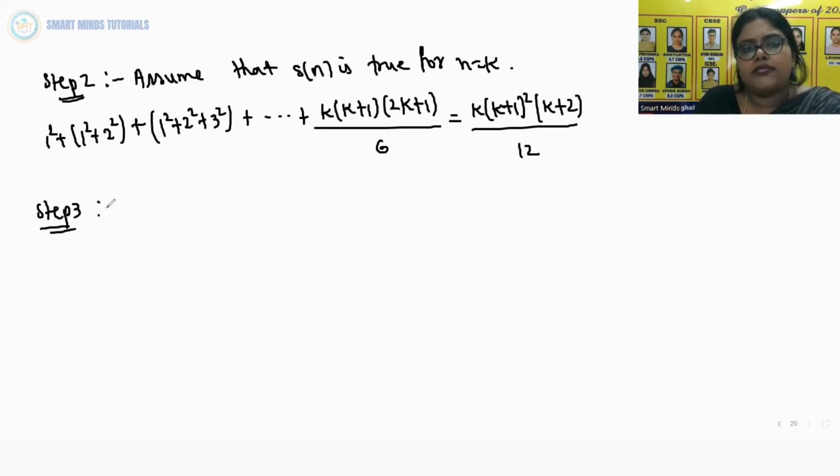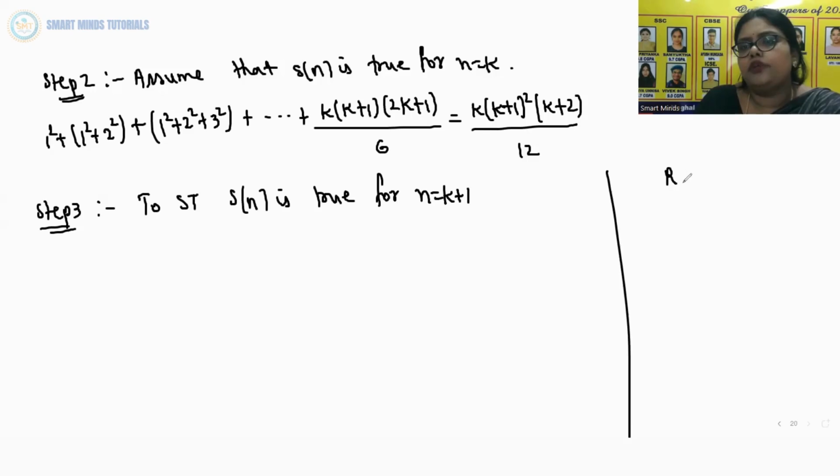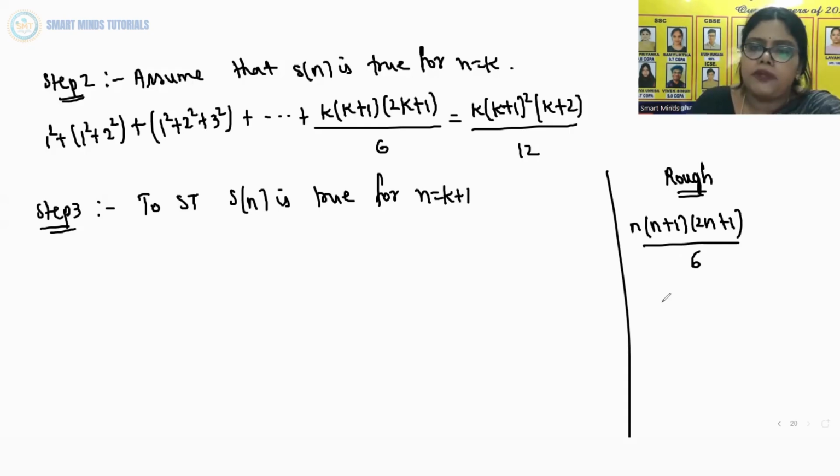Next we need to take step 3 to show that S of n is true for n is equal to k plus 1. So here we need to add the k plus 1th term. So let's see how to do that. First, we take a rough column where we write the nth term. Nth term is n into n plus 1 into 2n plus 1 by 6. Now here put n is equal to k plus 1.